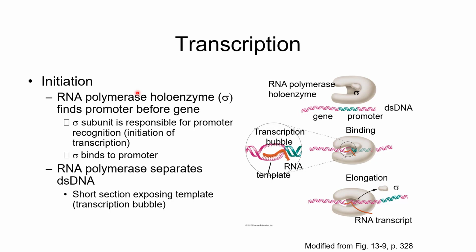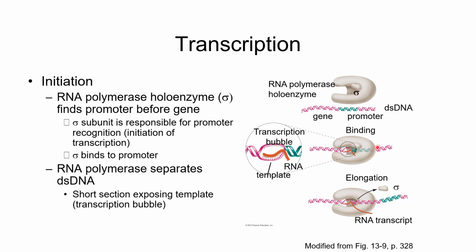Now, the process of transcription begins with initiation. Initiation starts when an RNA polymerase, which is similar to a DNA polymerase, a holoenzyme, again meaning there are multiple subunits, binds. One of those subunits is called sigma. Sigma finds the promoter region before the gene. The sigma is going to bind to the TATA box, and when it binds, it causes the RNA polymerase to clamp down and form a transcription bubble. Only the sigma subunit binds to the promoter.